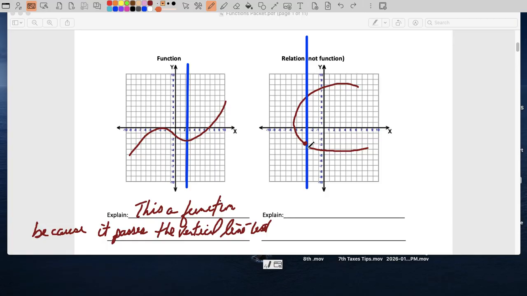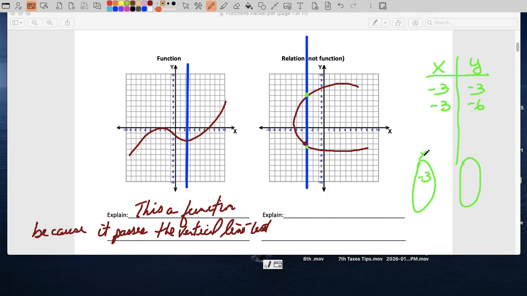Right, it makes contact here. So at -3, if we create a table of values, x and y, notice that when x is -3, y can be -3 and y can be 6. So if we create a mapping diagram, I think it's always easier to see. -3, our x value, has an output of -3, which is right here, and it also has an output of +6, which is right there.